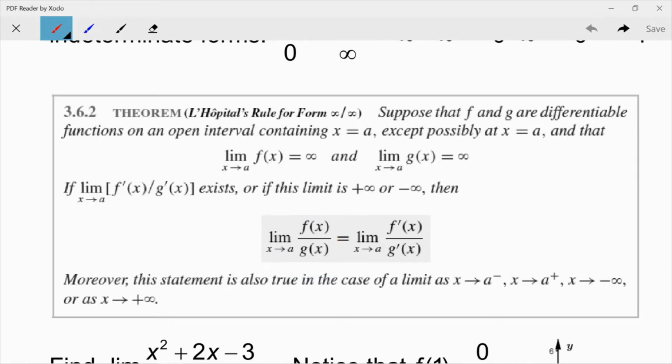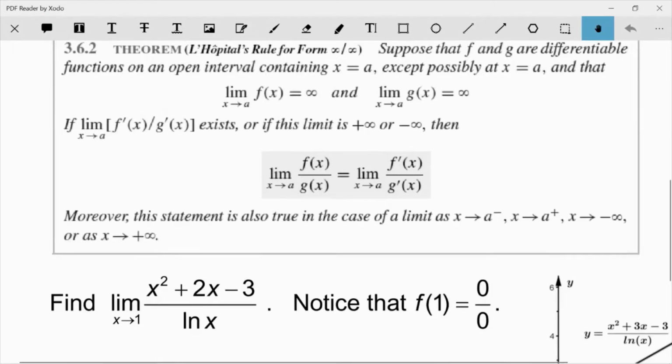What L'Hopital's rule says I can do is if that's the case, that limit that we started with is equivalent to the limit of the derivative of the numerator divided by the derivative of the denominator. Notice that that's not the quotient rule. It's not the derivative of the original rational function. It's the derivative of the numerator divided by the derivative of the denominator. So we'll go through a bunch of examples in how this works.